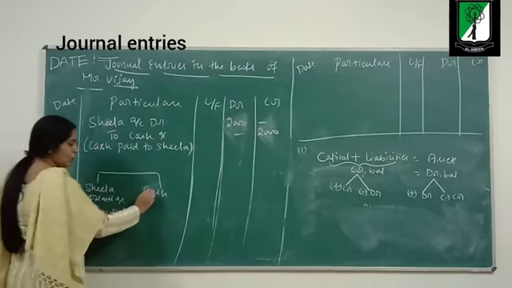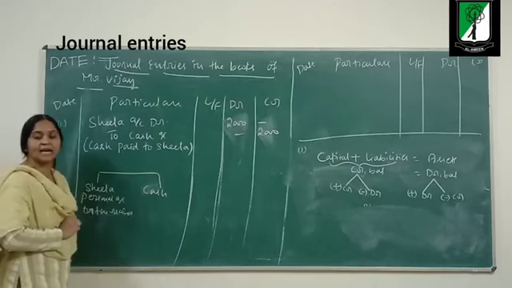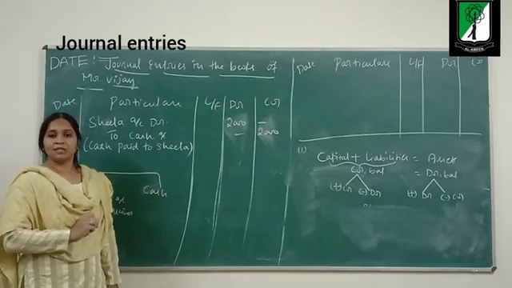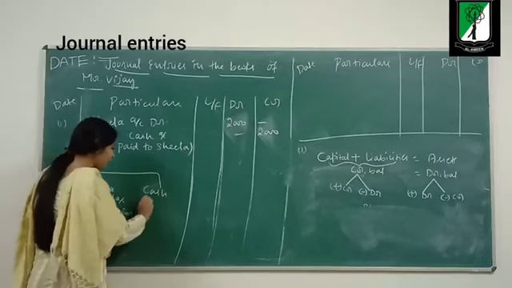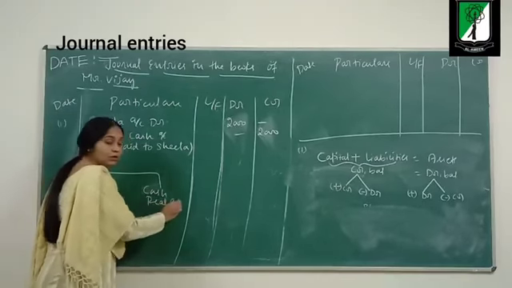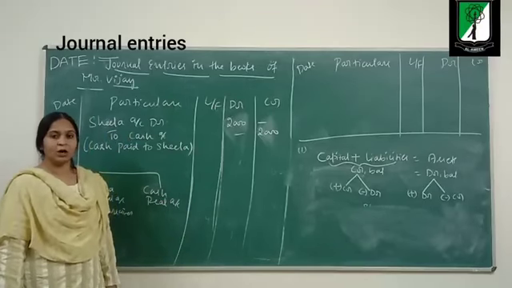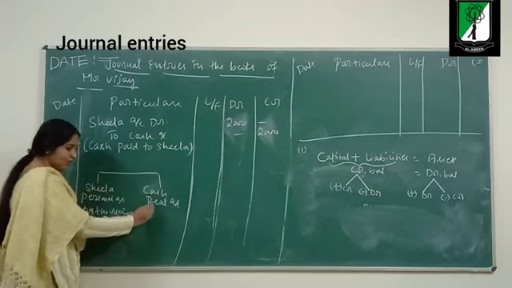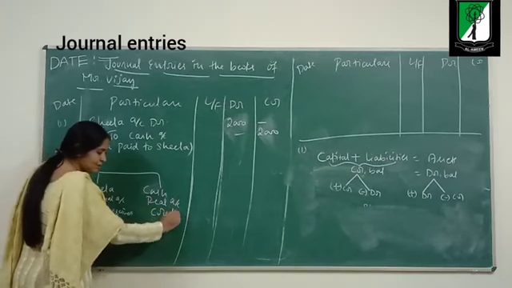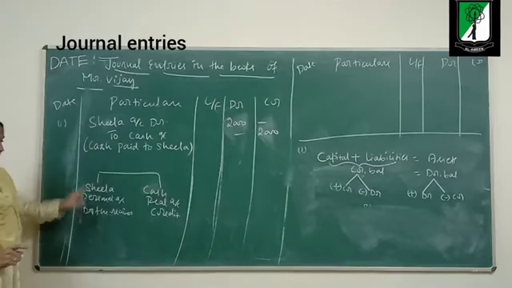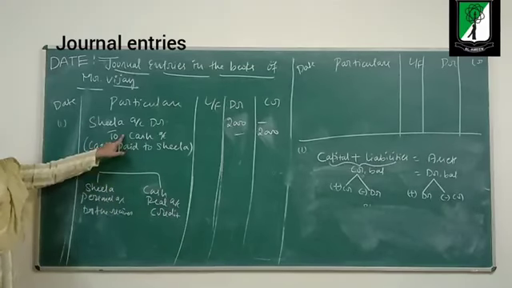Cash is an asset. If it is an asset, which account rule are we supposed to follow? We have to follow the real account rule. What does the real account rule tell? Debit what comes in, credit what goes out. So cash is going out of the business, so I have credited cash. I have debited Sheila and I have credited cash.